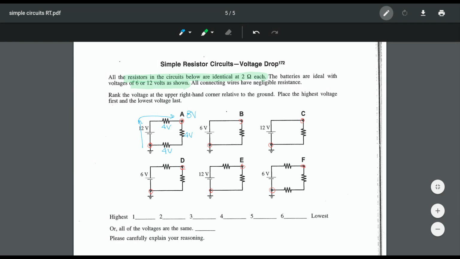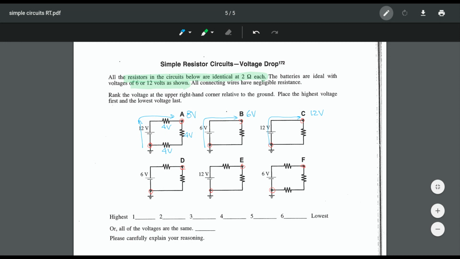I'll do the same thing in case B. I go up 6 volts and that's all I do actually. So I'm still up at 6 volts there. Case C, I go up 12 volts and I don't cross anything else. So I'm still at 12 volts for my potential difference.